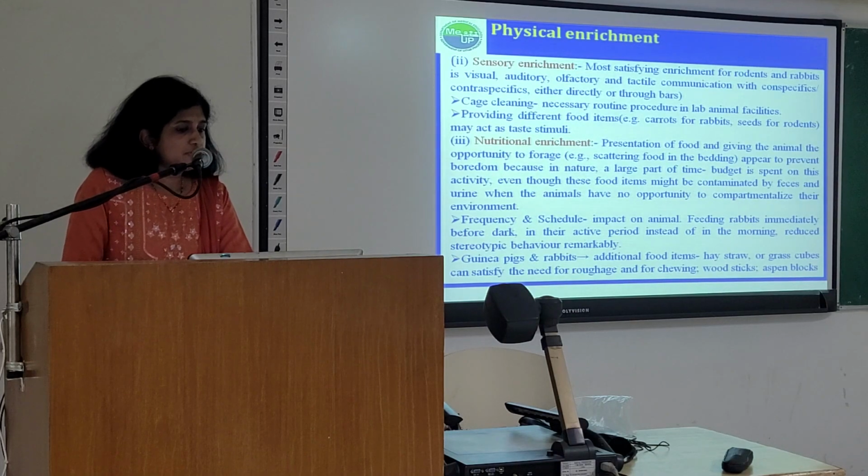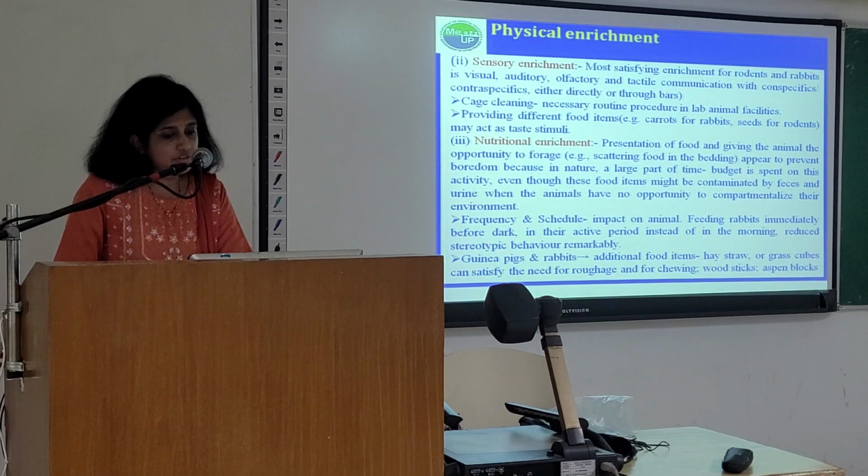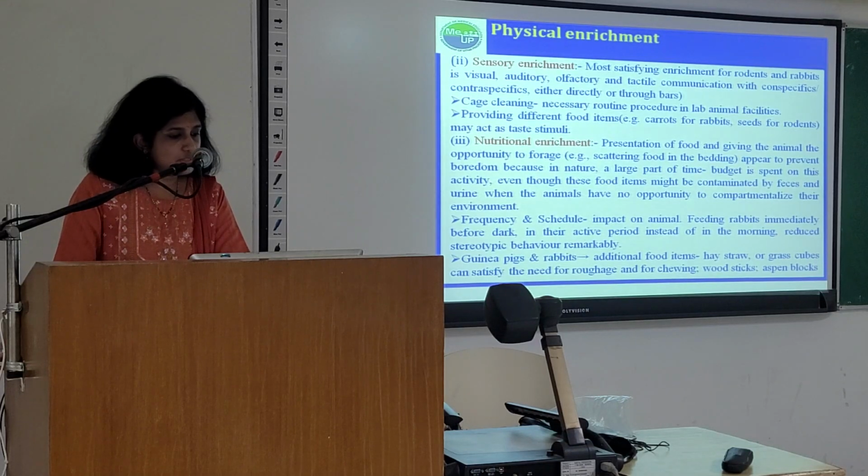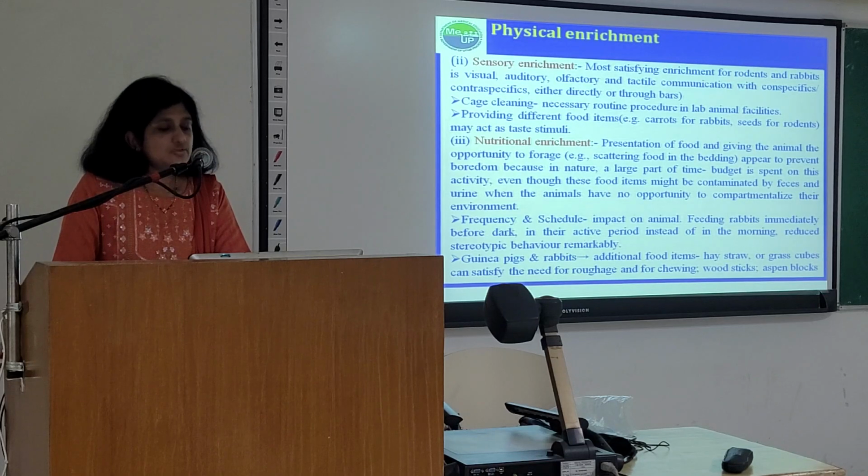Second is sensory enrichment. The most satisfying enrichment for rodents and rabbits is visual, auditory, olfactory and tactile communication with conspecifics or contraspecifics, either directly or through bars. Cage cleaning is a necessary routine procedure in lab animal facilities. Providing different food items, for example carrots for rabbits, seeds for rodents, may act as a taste stimulus.